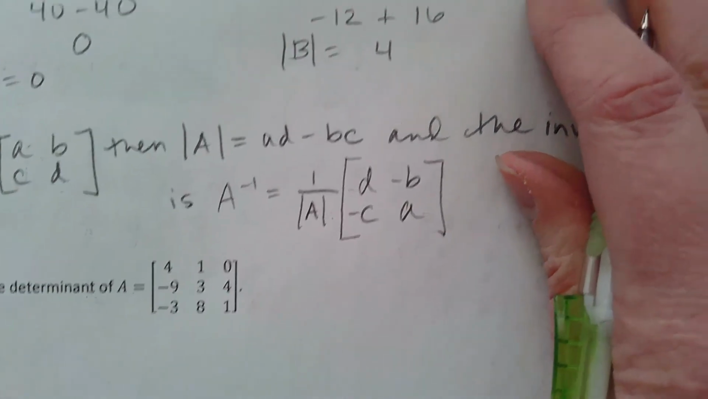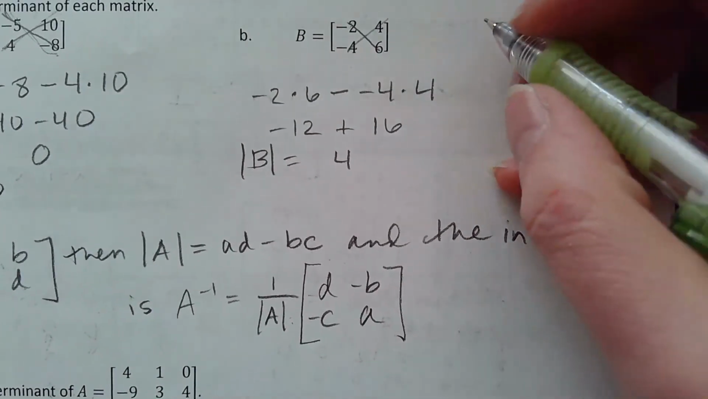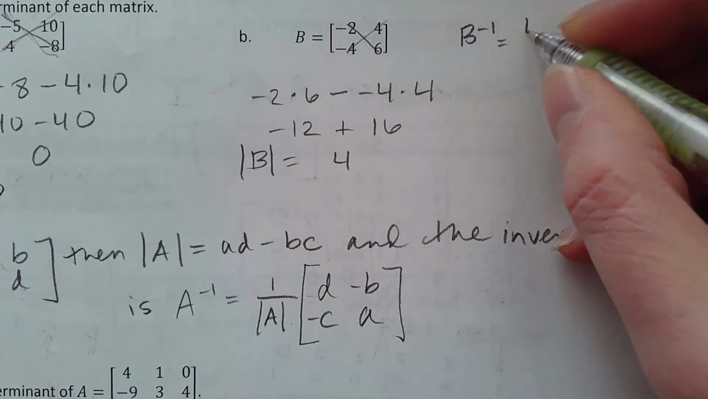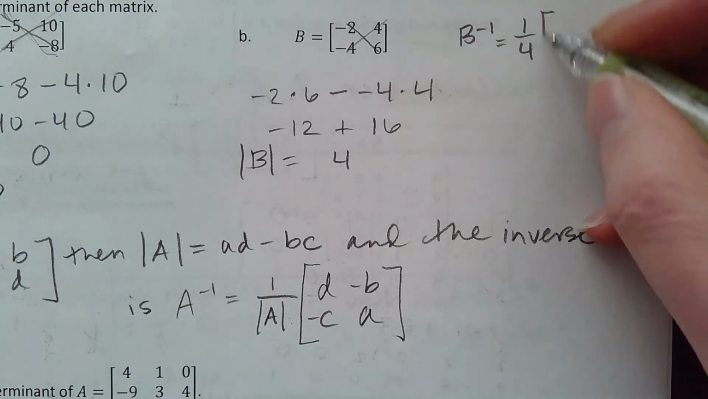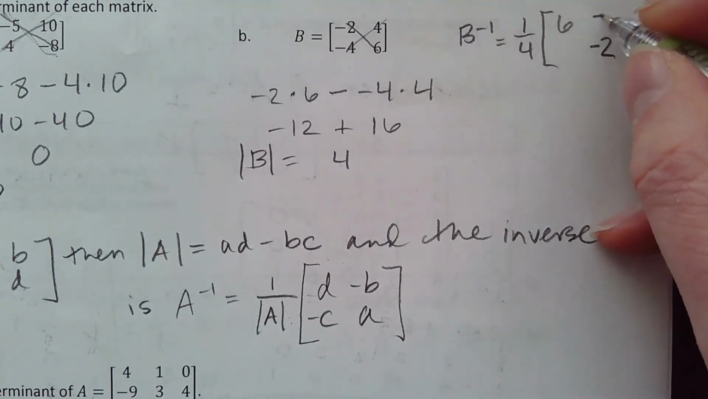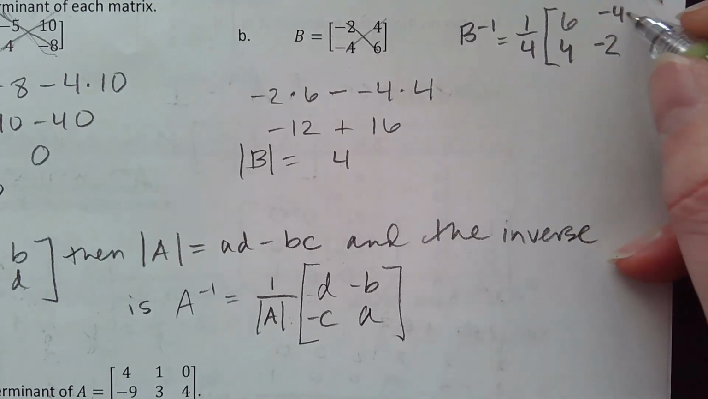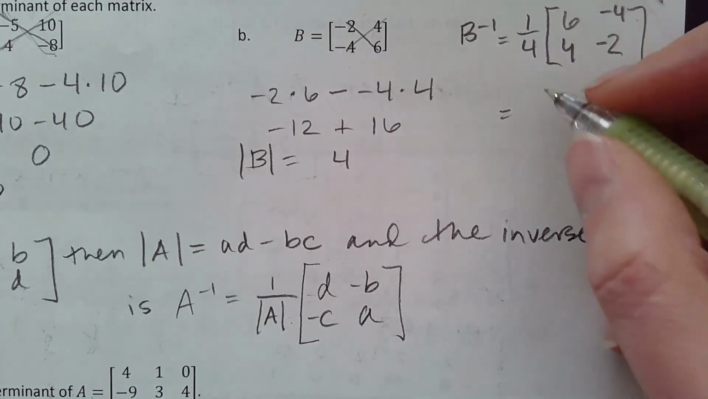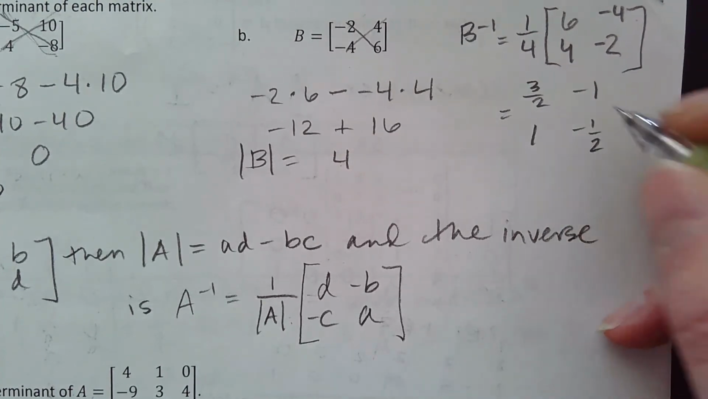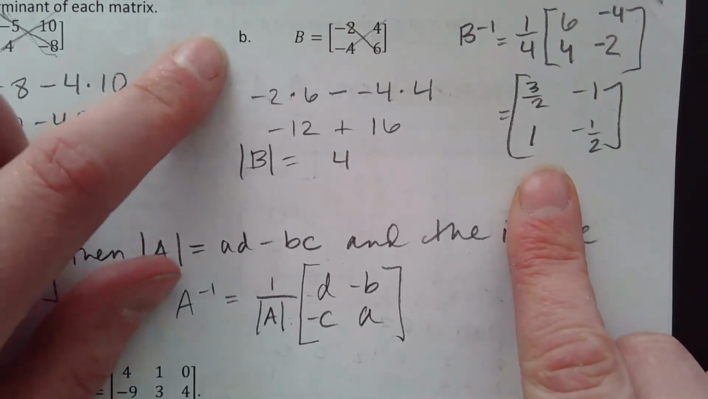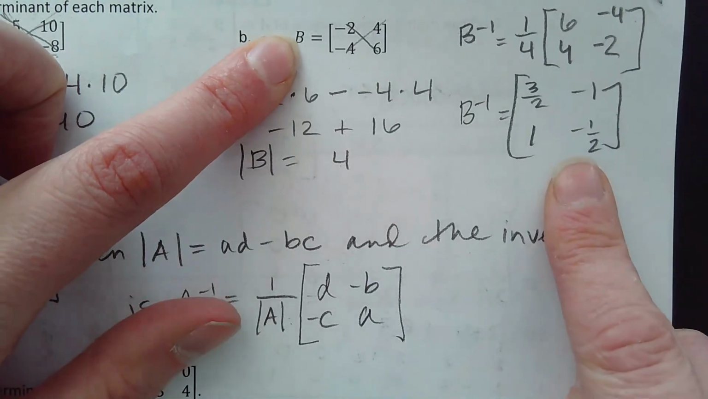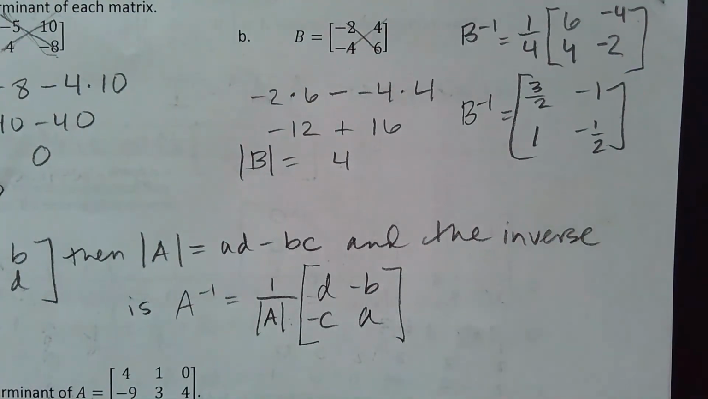So if I was going to find my inverse of matrix B, it would be 1/4, because my determinant's 4, of 6, -2, and then this would be a -4, and this would be a +4 now. And then scalar multiplication, I just distribute that. So I'd have 3/2, -1, 1, -1/2. So if I multiplied these two together, B and B inverse together, I would get my identity matrix. So that's why we might care about a determinant.